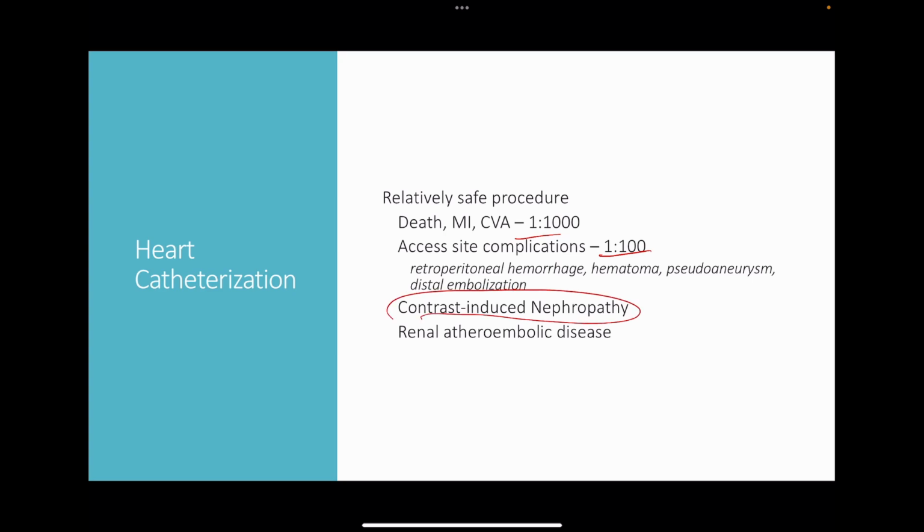Contrast-induced nephropathy. This is giving contrast agent to people with kidney problems, and you cause more kidney damage with all the contrast.